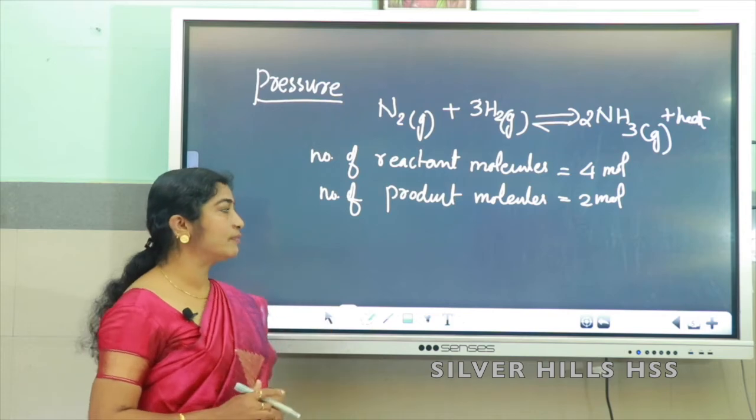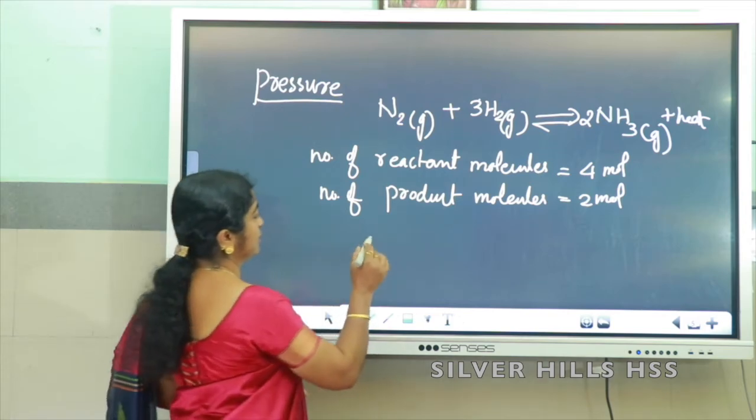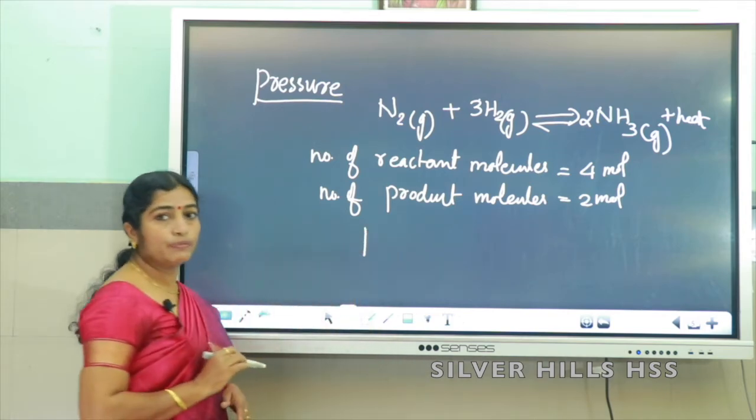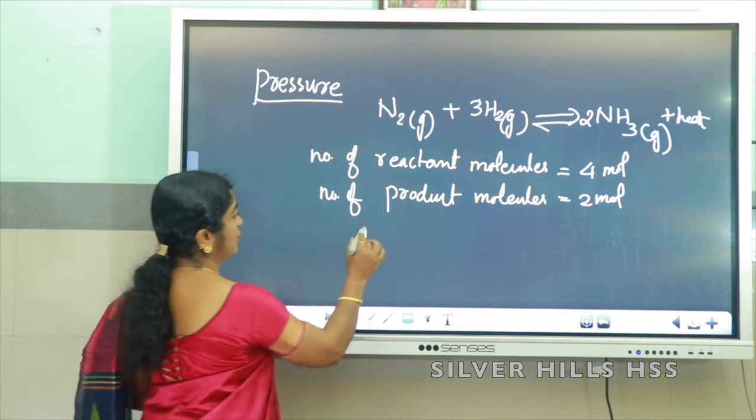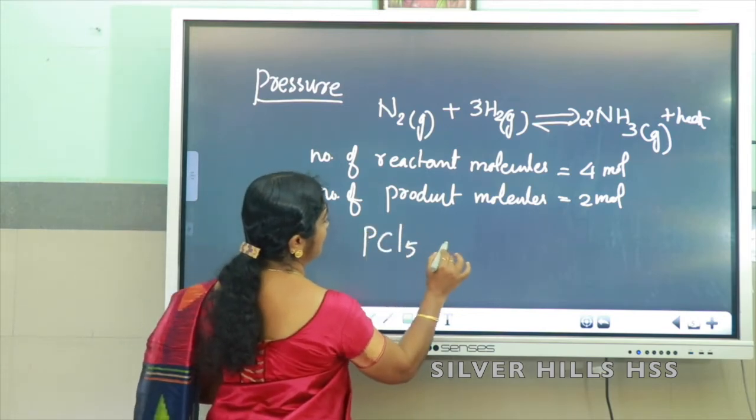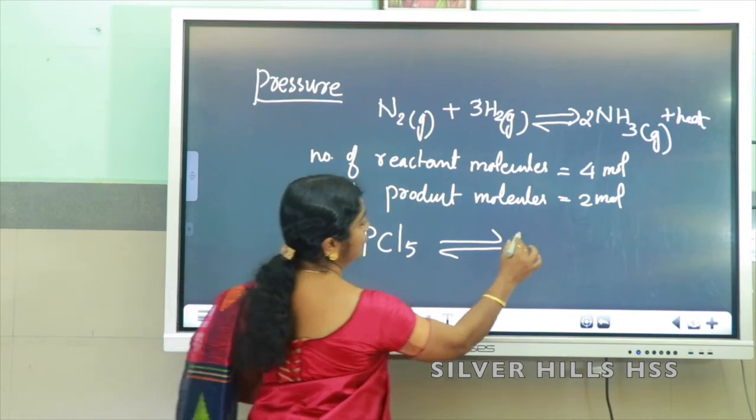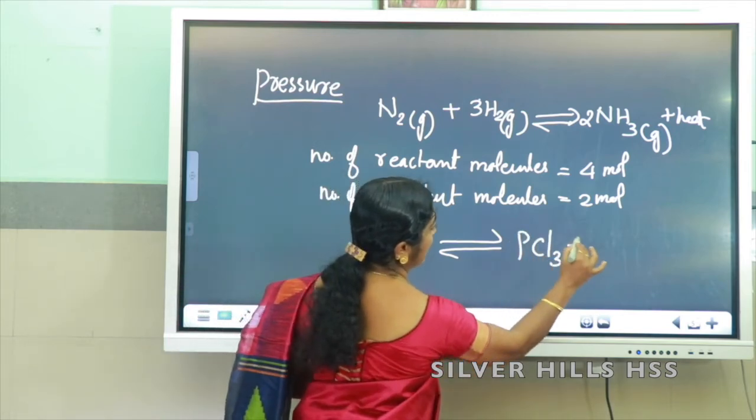Then let us consider one more reaction, that is the decomposition of phosphorus pentachloride. PCl5 decomposes to form phosphorus trichloride and chlorine.